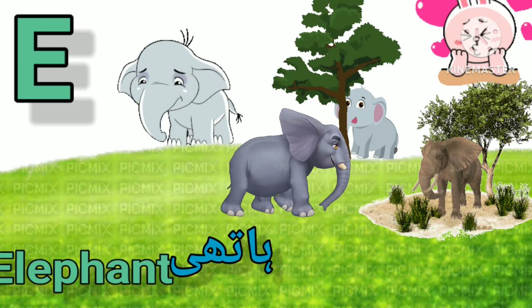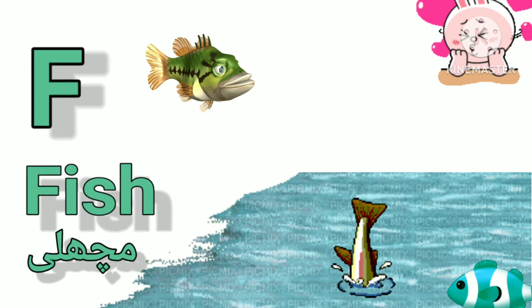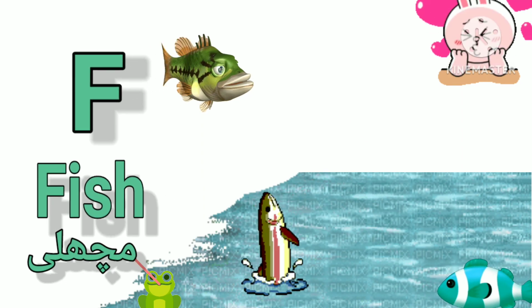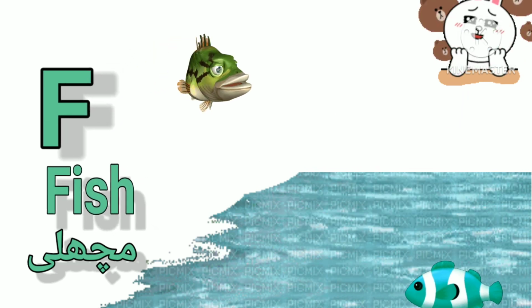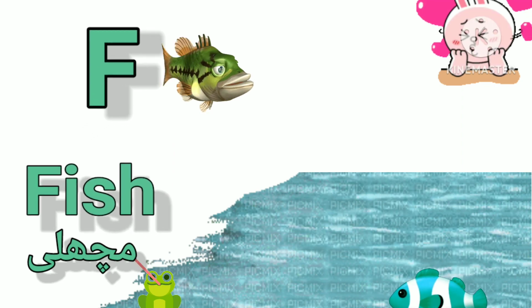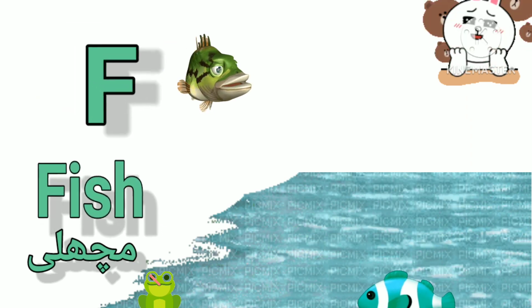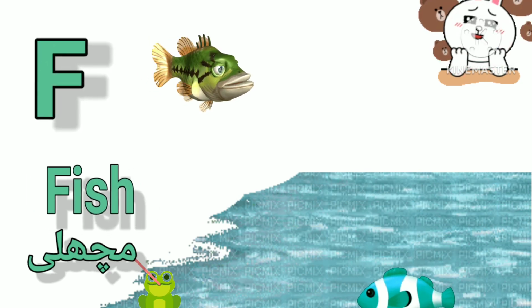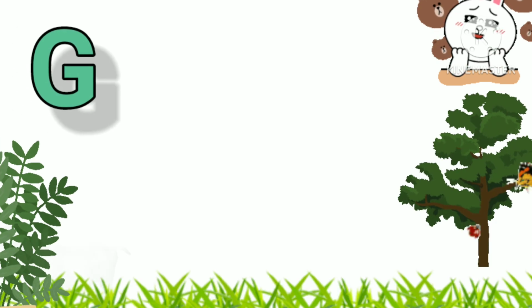Next alphabet is F. F is for fish. F-I-S-H, fish. Fish means mashli. Yes, F is for fish. Good.